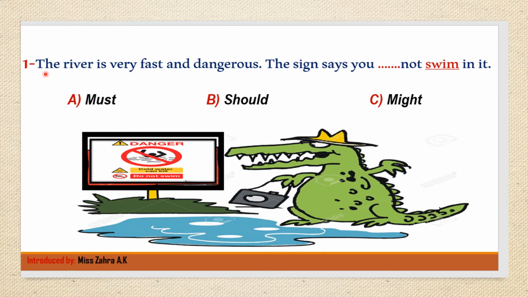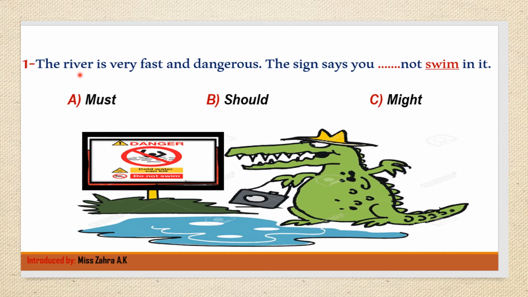So we see here the river is very fast. النهر جدا سريع and dangerous وخطر. The sign الإشارة أو العلامة. It is the sign. هذه العلامة. Says you تقول أو تحذر you dash not swim in it. أنت dash لا تستحم فيه أو لا تسبح فيه. فنلاحظ must نستخدم or should or might. نستخدم must أو should or might. تحدثنا عن should, we use it to give advice. استخدمنا should وهي لإعطاء النصيحة.